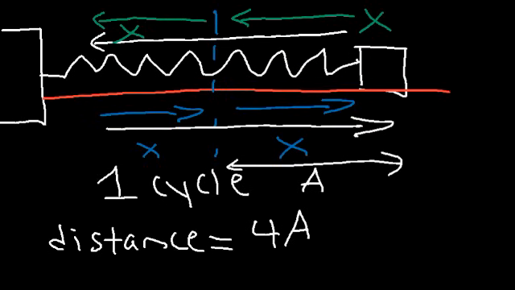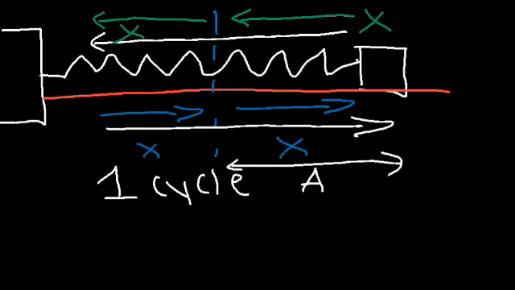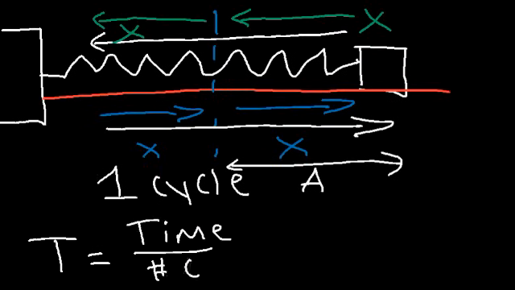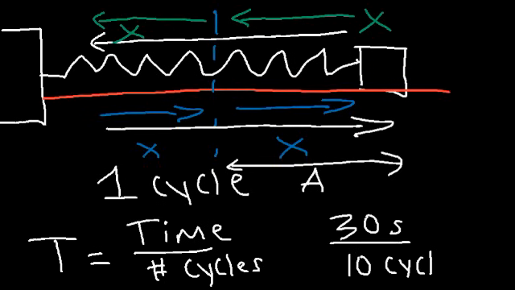Now what about the period and the frequency? The period is the time it takes to complete one cycle. The period, which is represented by capital T, is the time divided by the number of cycles. So let's say if it takes 30 seconds to complete 10 cycles, 30 divided by 10 is 3. That means that it takes 3 seconds to complete a single cycle. Therefore, the period is 3.